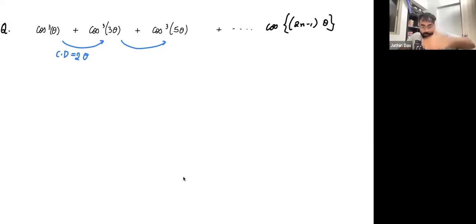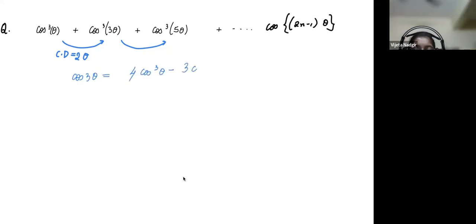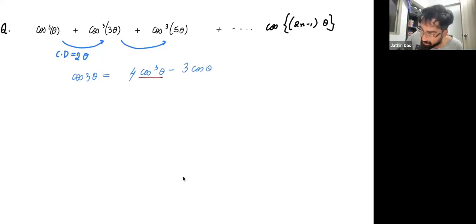So what will you do to cos cube? Like you have done integration now. If I ask you the integral of cos cube theta d theta, what will you do? You will use the cos 3 theta formula. Cos 3 theta is 4 cos cube theta minus 3 cos theta. So I can take it to the other side: cos cube theta equals (cos 3 theta plus 3 cos theta) divided by 4.